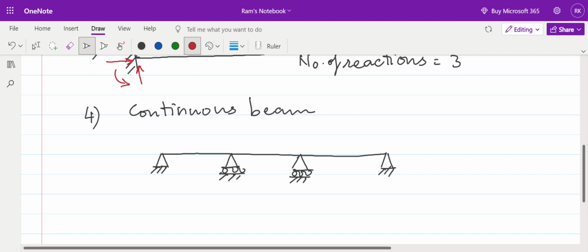We have seen the supports and reactions. Hinge support will offer two reactions. Roller support will offer one reaction. This roller support again offers one reaction. This hinge support will offer two reactions.